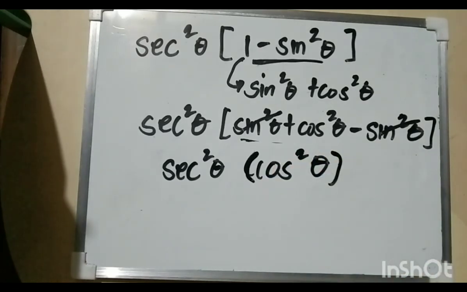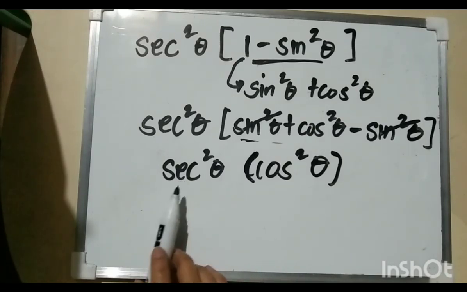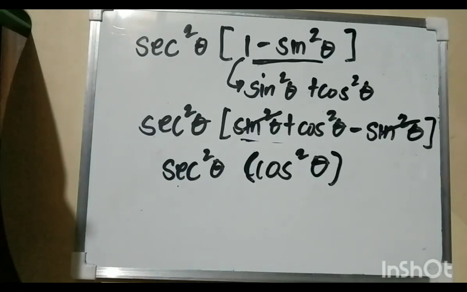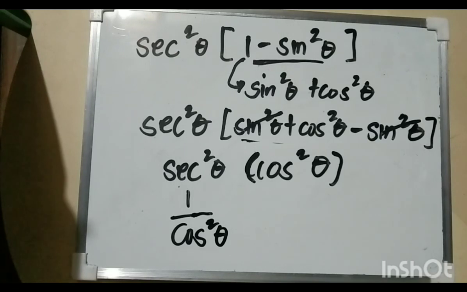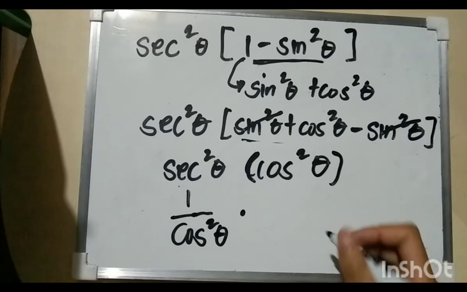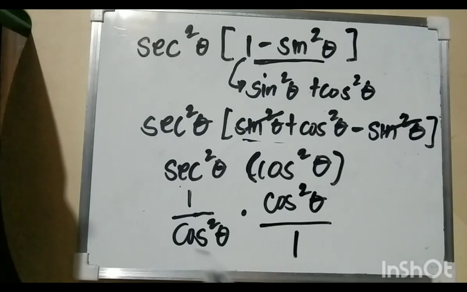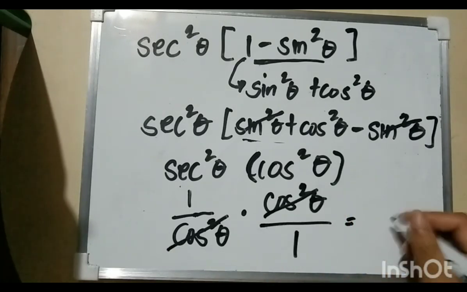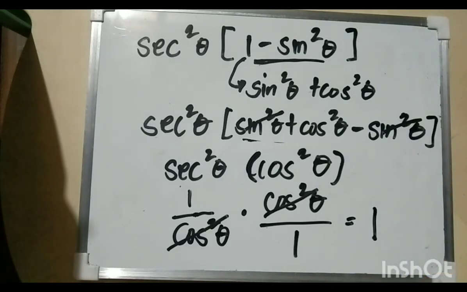So that's it. Now for us to simplify it, we will use the reciprocal of secant: secant squared theta is equivalent to 1 over cosine squared theta, and we multiply it with cosine squared theta over 1. Now we can cancel these out, and the simplified expression is 1. So that's it for our last example.